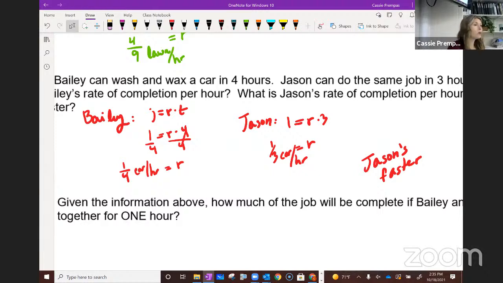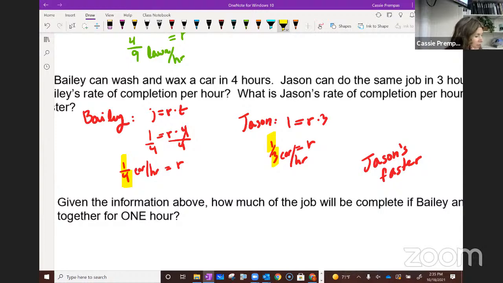Notice that someone's rate can typically be found by taking the one job divided by how long it takes them to do it in. So Bailey can do one job in 4 hours. Jason can do one job in 3 hours. That's something that'll be helpful on the next page.